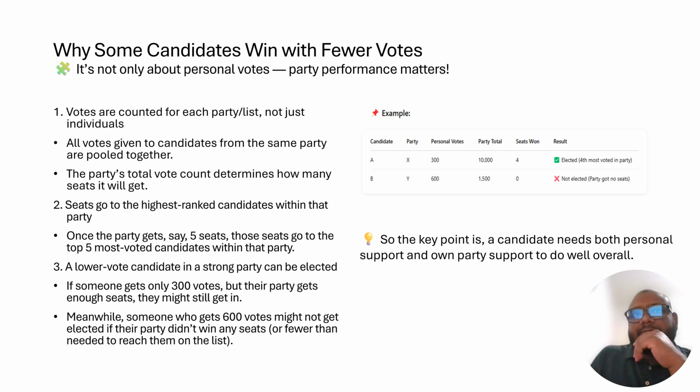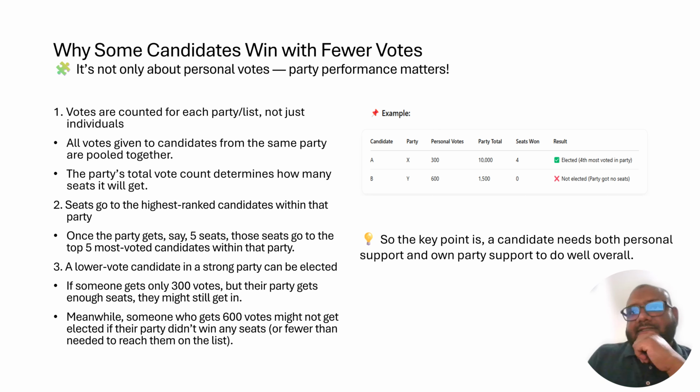Once the party gets, say, 5 seats, those seats go to the topmost voted candidates within that party. That I actually tried to explain. A lower vote candidate in a strong party can be elected. Yeah, that's our point. If someone gets only 300 votes, but their party gets enough seats, they might still get in.